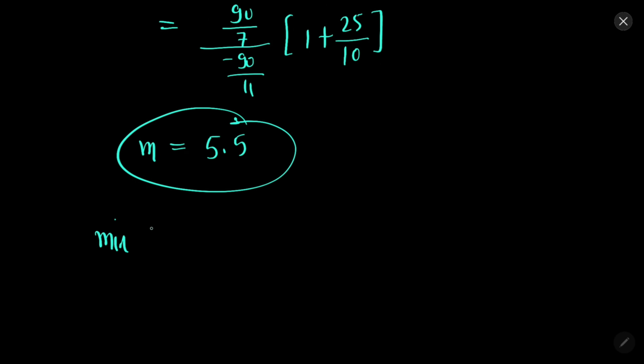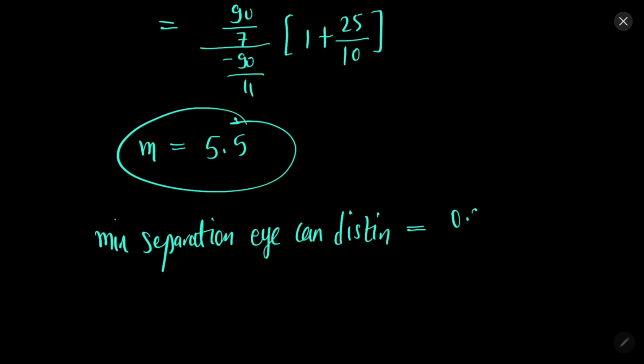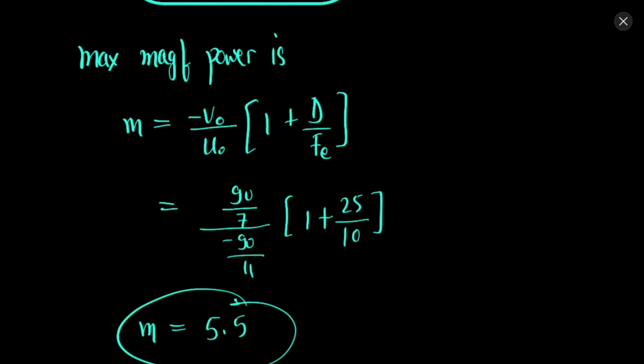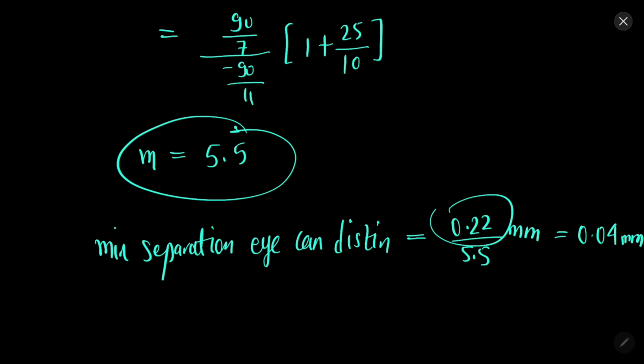So the minimum separation I can now distinguish will be equal to 0.22 over 5.5 mm. It will come out to be 0.04 mm. So what is this? What is the minimum separation? It is equal to the original resolution over the magnification.